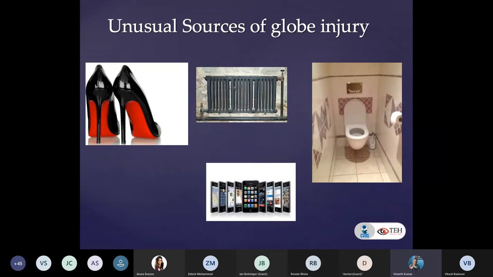You'd be intrigued as to why I've put the WC out there. I had a very interesting patient who had consumed a lot of alcohol the previous night, walked into the toilet, the washroom, and he slipped and his globe hit the rim of the commode and his eye was gone. When he walked in to see me, the globe was completely ruptured.